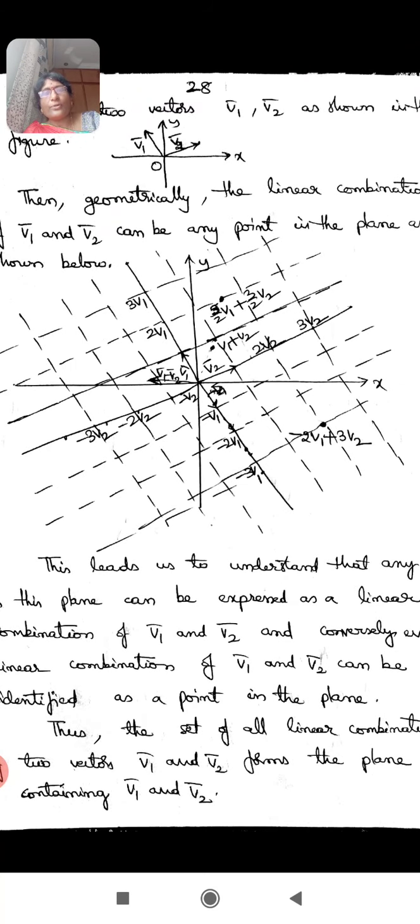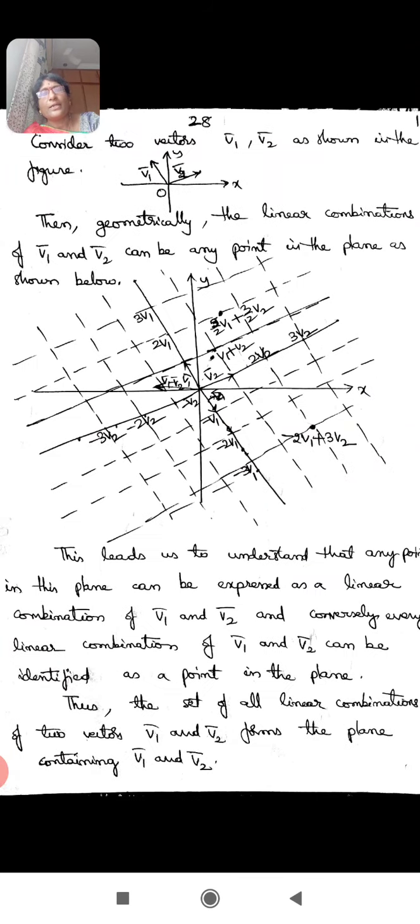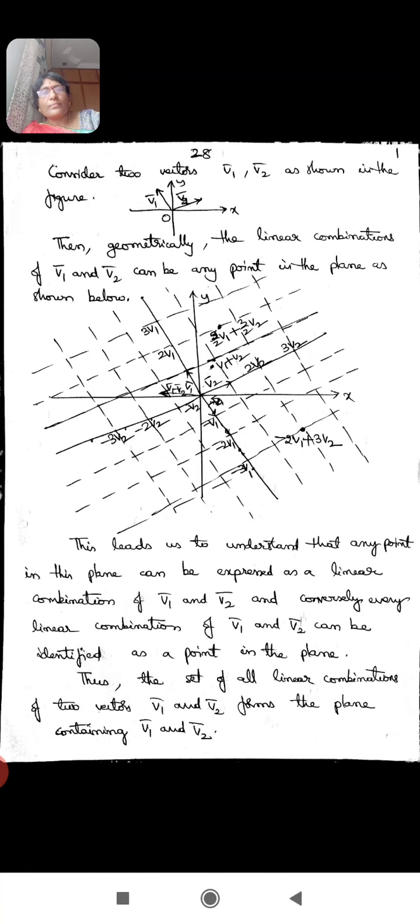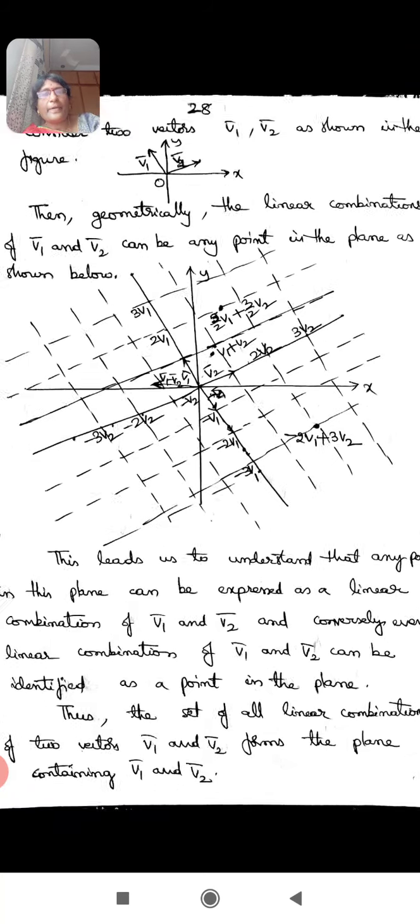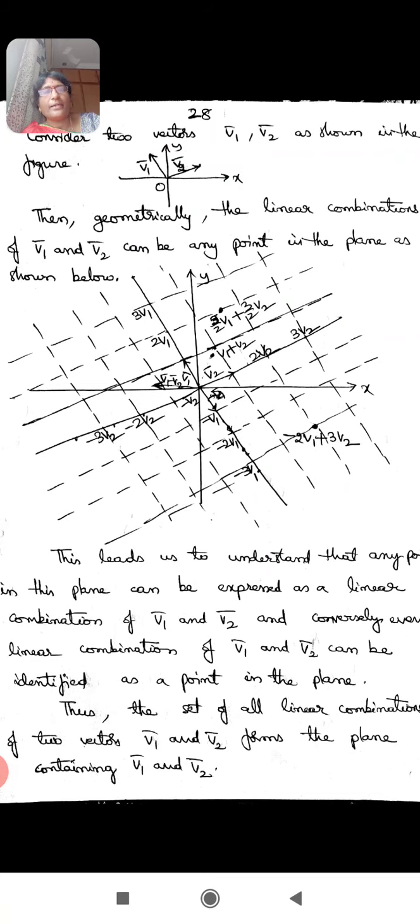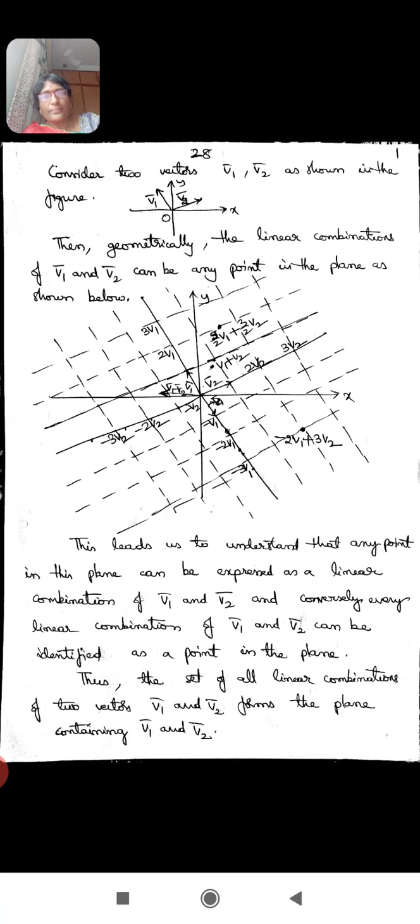So the conclusion that we can draw from this geometrical interpretation is that every point in the plane can be expressed as a linear combination of v1 bar and v2 bar, and conversely every linear combination of v1 bar and v2 bar can be identified as a point in the plane. So this is the idea which can be drawn from the geometrical explanation given above.